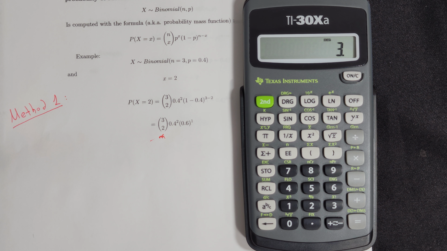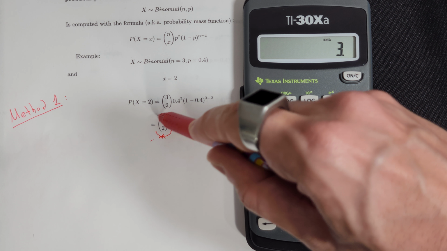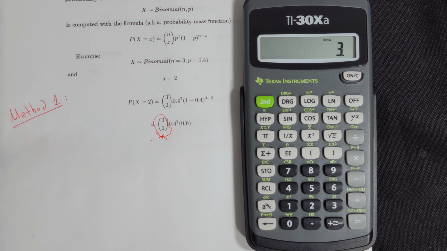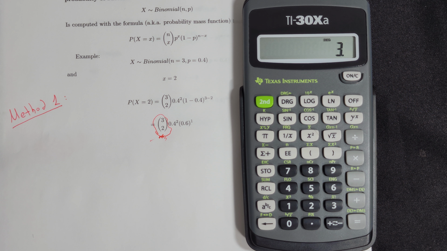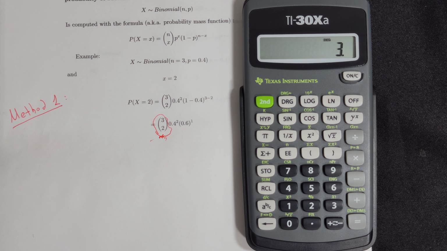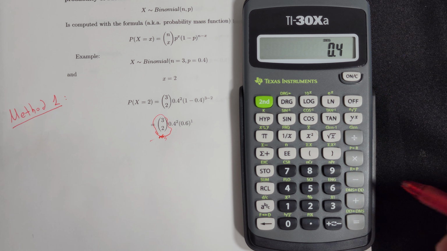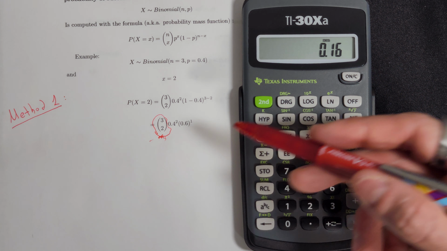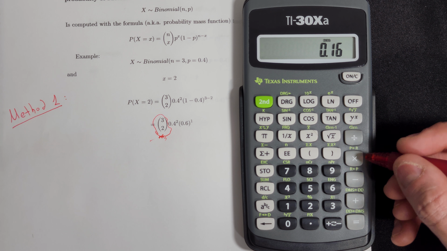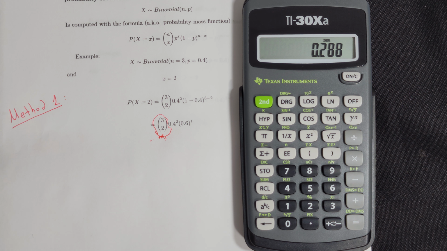So this is the calculation of this first part, right? This is equal to 3. So this means that there are 3 ways to choose 2 objects from a set of 3 total objects. Then we have 2 more parts. We should multiply by 0.4 squared and then multiply by 0.6. So we multiply by 0.4 squared, and then the last part is 0.6. So we multiply by 0.6, and this is the probability that we were looking for, right?